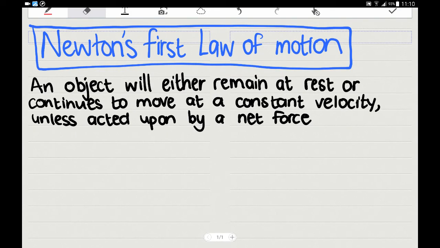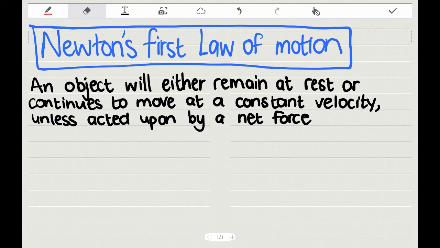In this video, we're going to be discussing Newton's first law of motion. Okay, so the first thing of any law of motion is to know how to state it off by heart without any reference to a textbook. And the law is as follows.